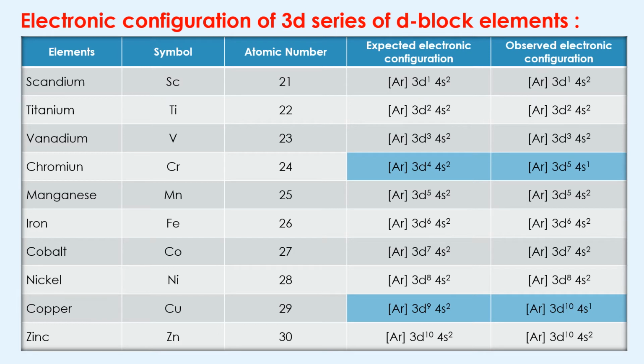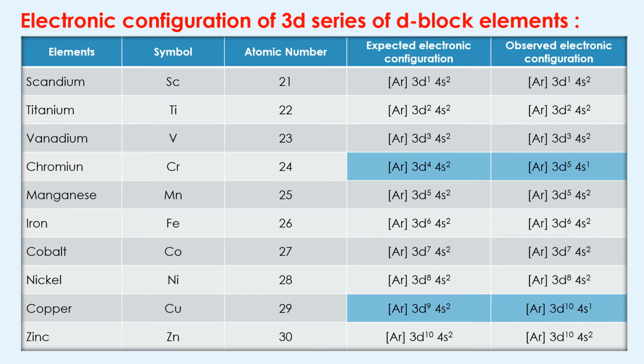For iron, symbol is Fe. Atomic number is 26. Expected and observed are both the same electronic configuration, argon 3d6 4s2. Then comes cobalt, symbol Co. Atomic number is 27. Expected and observed are both argon 3d7 4s2. For nickel, symbol is Ni. Atomic number is 28. Expected and observed are argon 3d8 4s2, both the same.